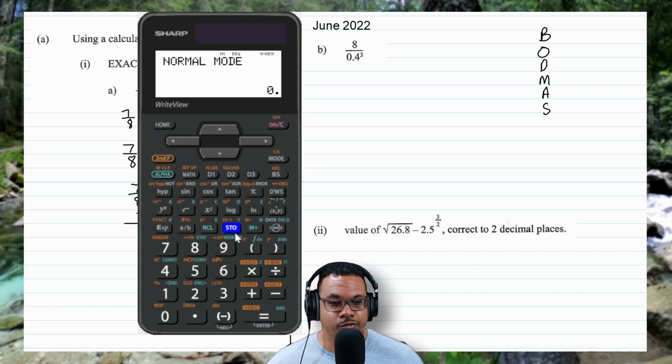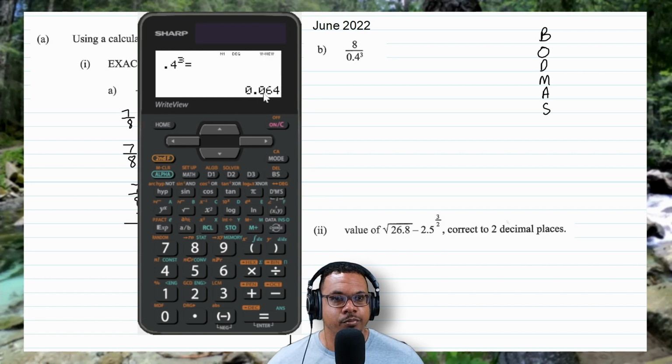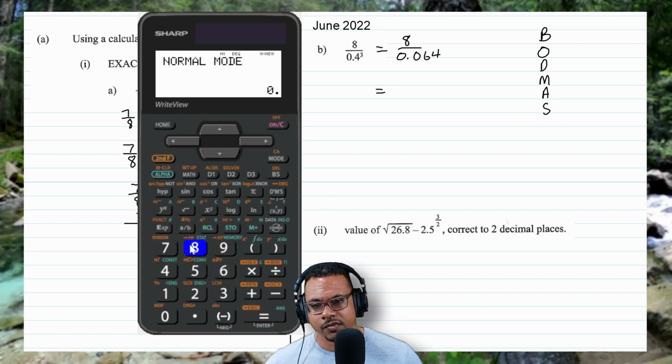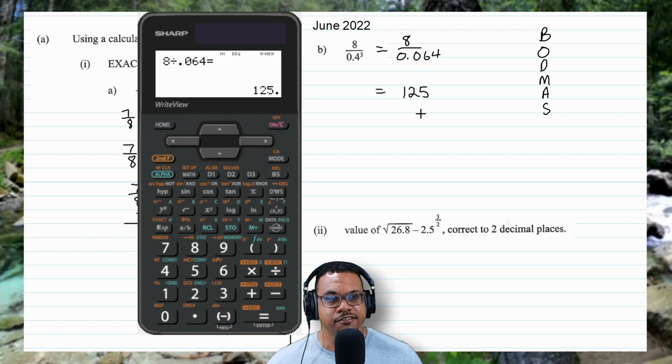Now first let's work out what is 0.4 to the power 3. So 0.4, use the YX button here and put 3. So that's raise 0.4 to the power 3. So we get 8 over 25. Let's change that to a decimal. That's 0.064. So what I'm going to write is that this is equal to 8 over 0.064. So that will be equal to 8 divided by 0.064. And we see we get the 125. So my answer here is 125.